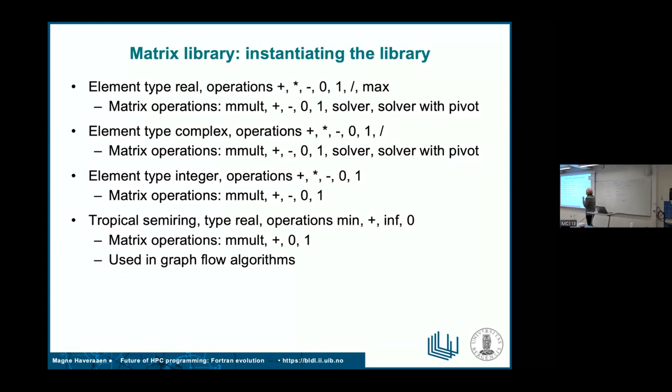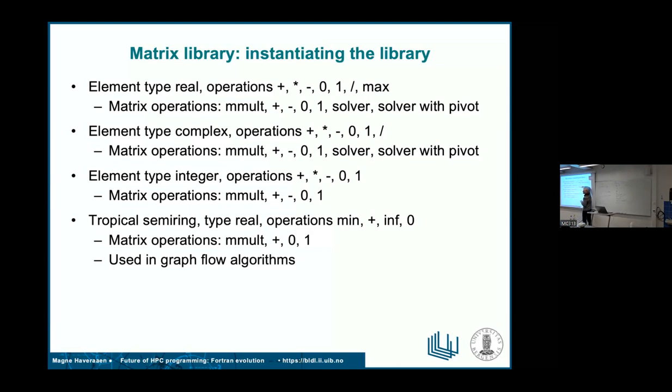Now let's think about instantiations, because we templated it. So now we can throw in a real, for instance. Then we can do plus, times, minus, 0, 1, and slash, max, and we get all the matrix operations back: matrix multiplication, plus, minus, 0, 1, the Gaussian solver, and the solver with pivot. If we throw in complex, we can get the operations plus, star, minus, 0, 1, and slash, but we don't have the max operation. So we can get everything, but we cannot get the Gaussian solver.